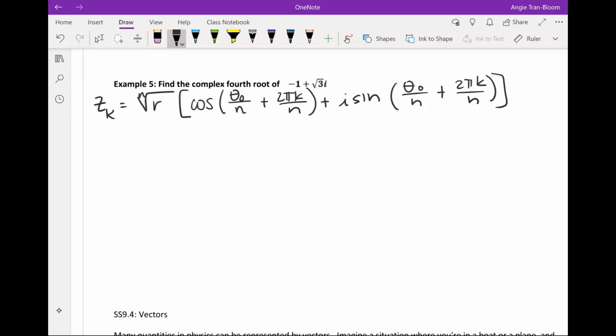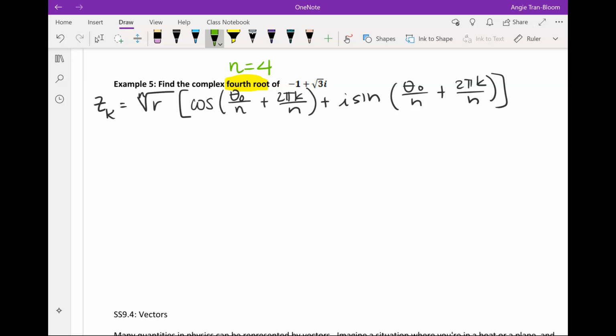Okay. So it says find the complex root. In this case, it wants you to find the 4th root. So let's dissect this. 4th root means n will be 4. In your homework, it may ask for a different root, maybe a 3rd root or a 5th root. If it's asking for the 3rd root, n is 3. If it's asking for the 5th root, n would be 5, and so on.